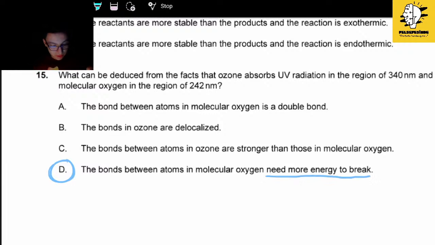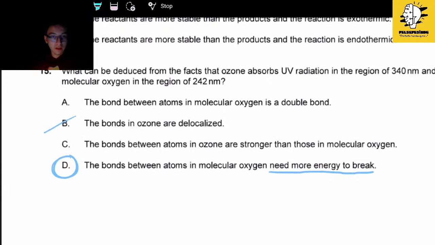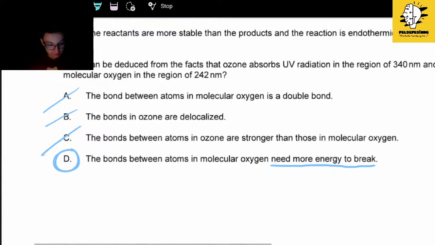The bonds in ozone are delocalized. How do we understand it even? I mean, the bond between atoms in molecular oxygen is a double bond. No. The bonds between atoms in ozone are stronger than those in molecular oxygen. No, we do not have any idea about them.